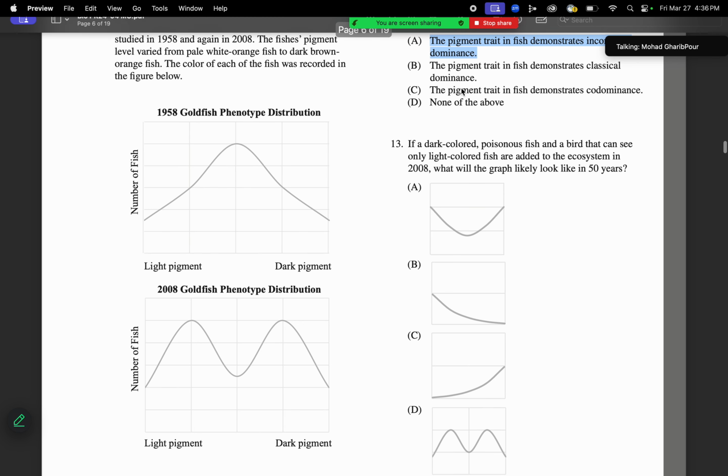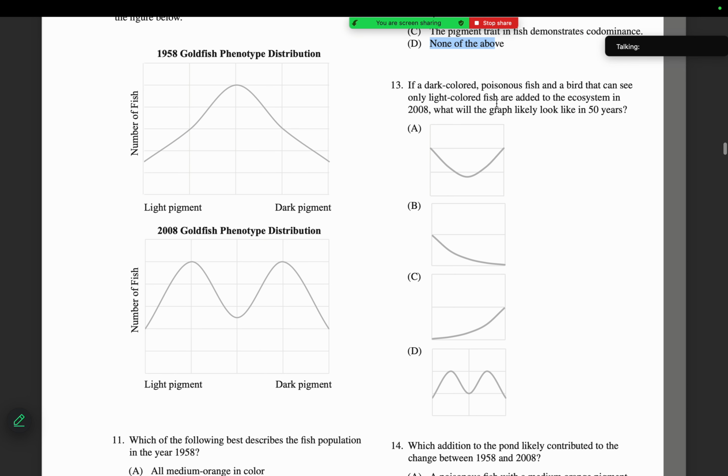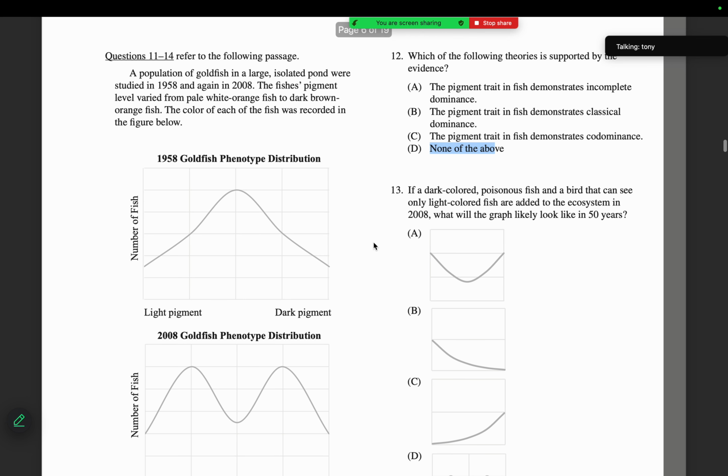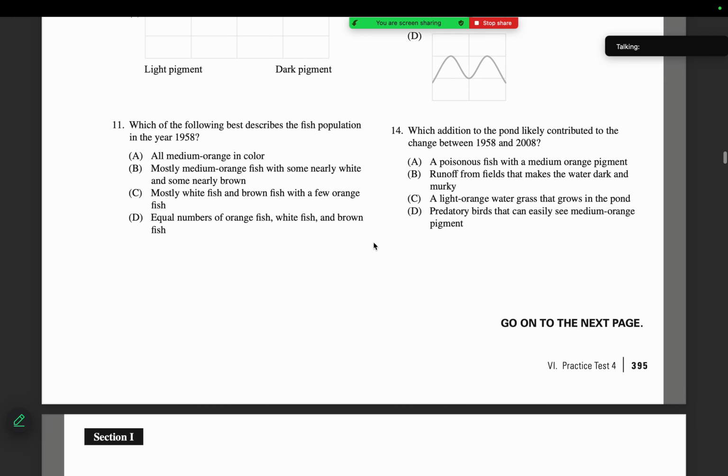So it should be D. And then, wait, so basically there's not enough evidence to support this, right? Yeah, you would have to do some crosses. Okay.